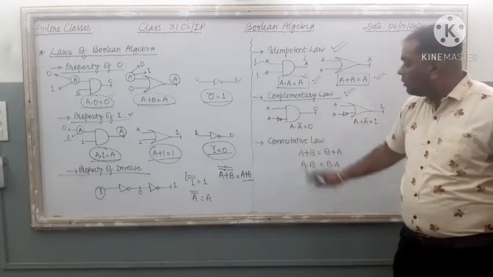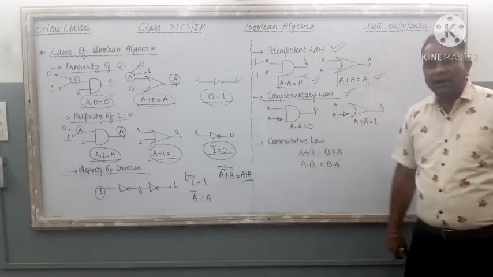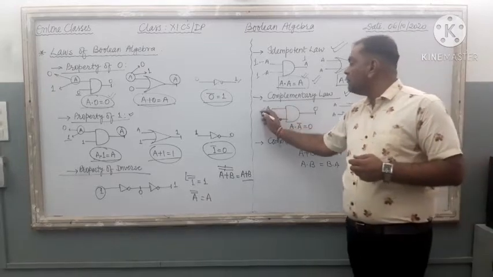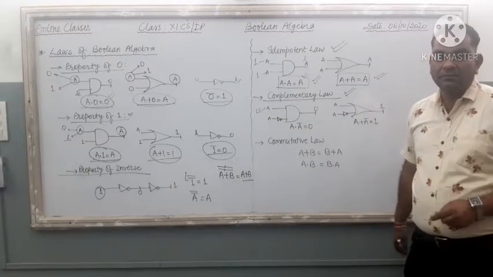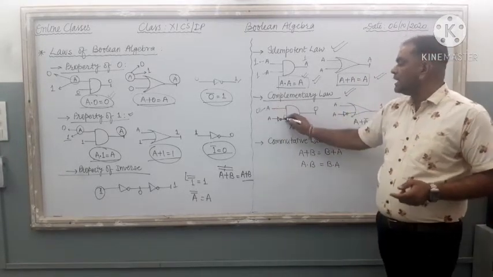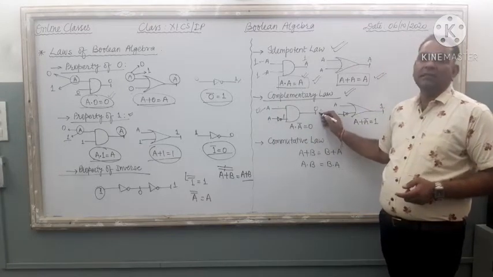It is A bar. Or instead of that I can use A bar over here. Now, if the value of A is 0, what is the value of A bar? It is 1. So first input is 0, second input is 1. What is the result? Overall result is 0.